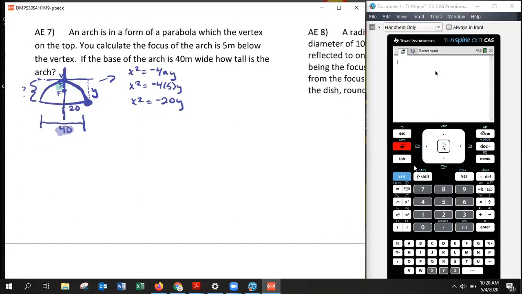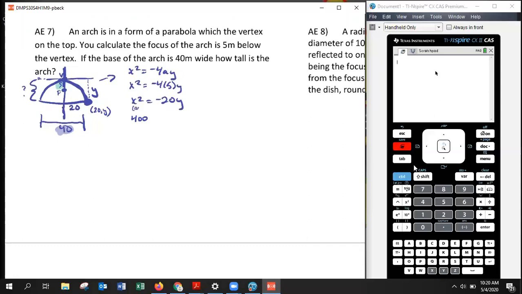So if I consider this generically as the point 20 comma y, what I get is 400. That would be 20 squared. So 400 will equal negative 20y. So y ends up being negative 20. And so this distance right here, we say the y is negative 20, but that distance ends up being 20 units away.